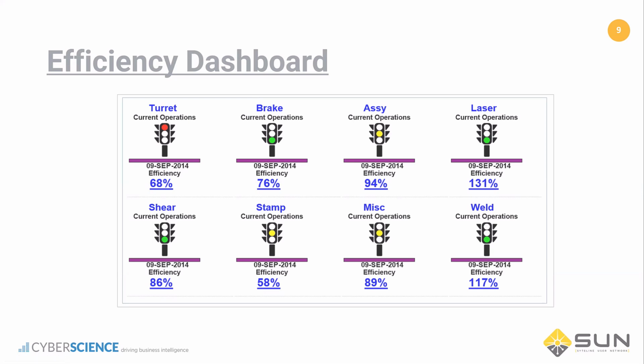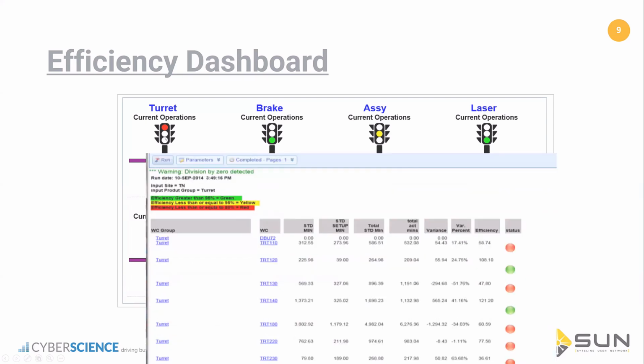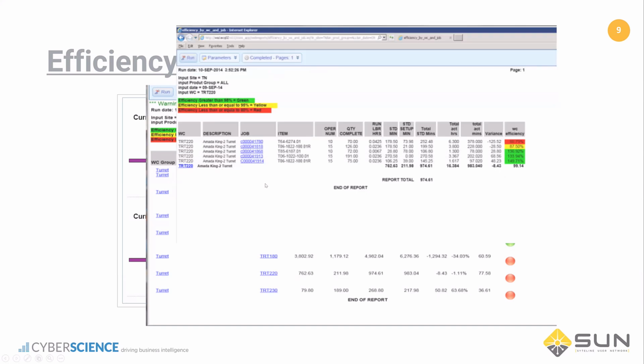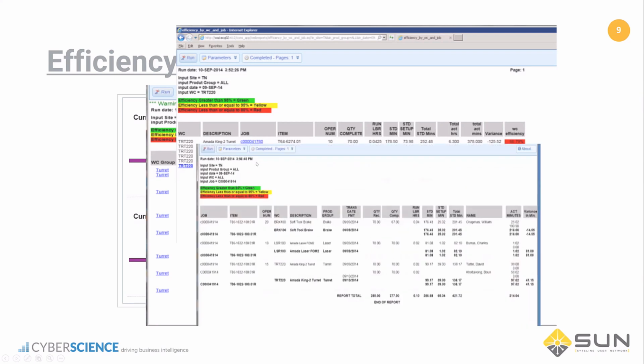So again, you can look at this dashboard and say, okay, I've got an issue in the turret group, click on turret and drill down and see the individual work centers and whether they're red, green, or yellow. He can then click on a work center and drill down and see the jobs that are currently open within that work center. And again, whether they're red, green, or yellow. He can then click on a job and drill all the way down to see who are the people logging time against this job and are they over or under the standard in terms of minutes.